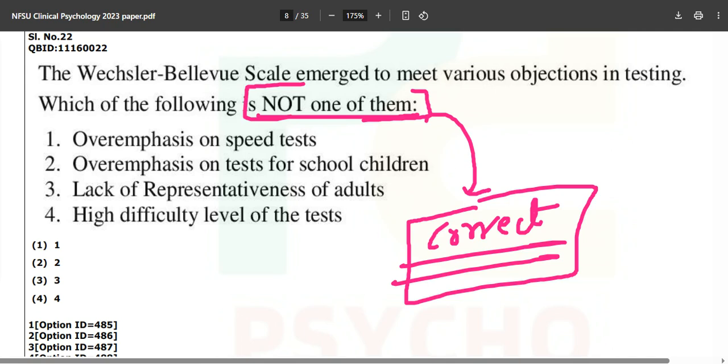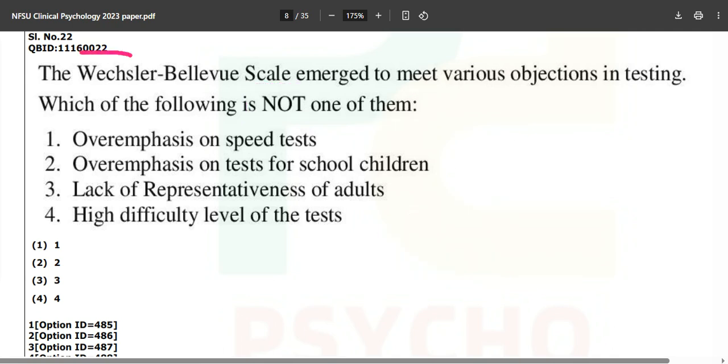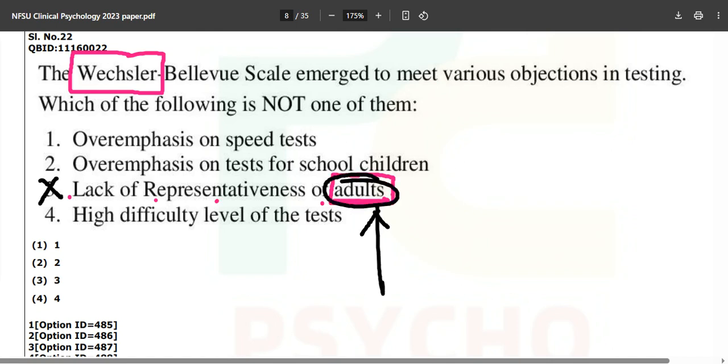Okay, now you can easily answer this if you have listened to the previous conversation, the previous 4-5 minutes which you are watching. Why? Because I just told you why this guy came up in 1939 with his idea, because of adults, right? Lack of representativeness of adults. These scales or these testing were not able to generalize for adults to calculate those adult intelligence scores and all those things. So third option is eliminated because the question is asking you about not one of them.